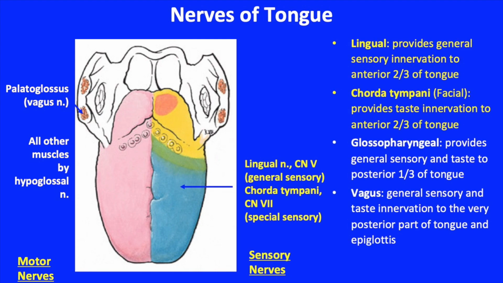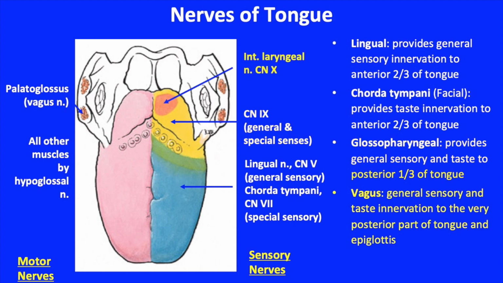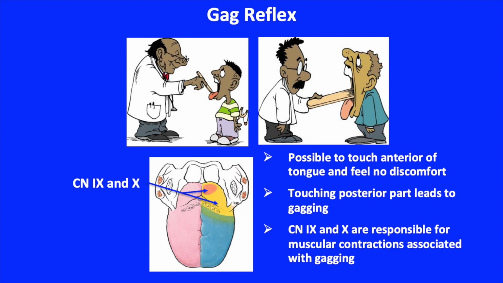We now look at the sensory components, and note that the lingual nerve does general sensory to the anterior 2/3 of the tongue, but that cranial nerve 7, by way of the chorda tympani, does special sensory, or taste. The posterior 1/3 of the tongue is served for both somatic sensory and special sensory by the glossopharyngeal nerve, cranial nerve 9. Finally, the vagus does general sensory and taste innervation to a small patch of the posterior tongue and epiglottis.